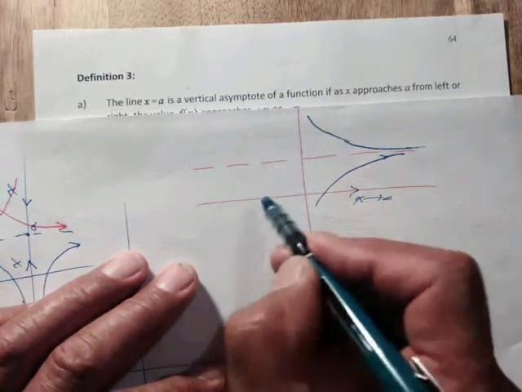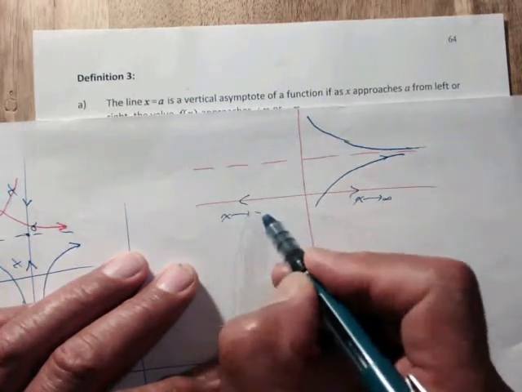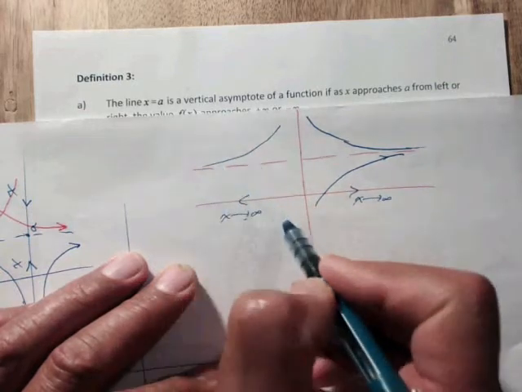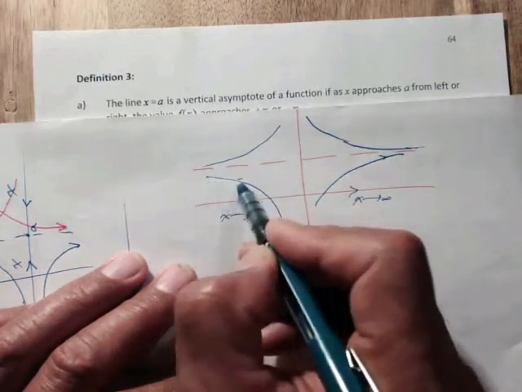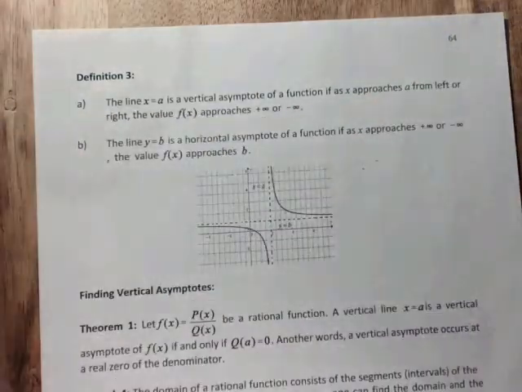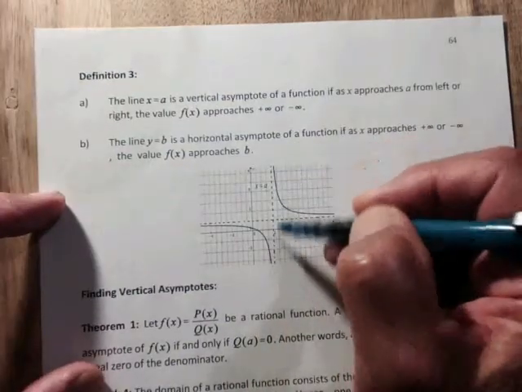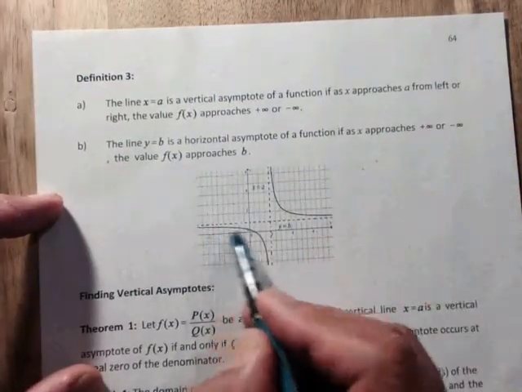Or as x goes to negative infinity, then the graph of the function maybe goes like this, or like that. It becomes horizontal. So here are the pictures. Line x equals A, line y equals B.